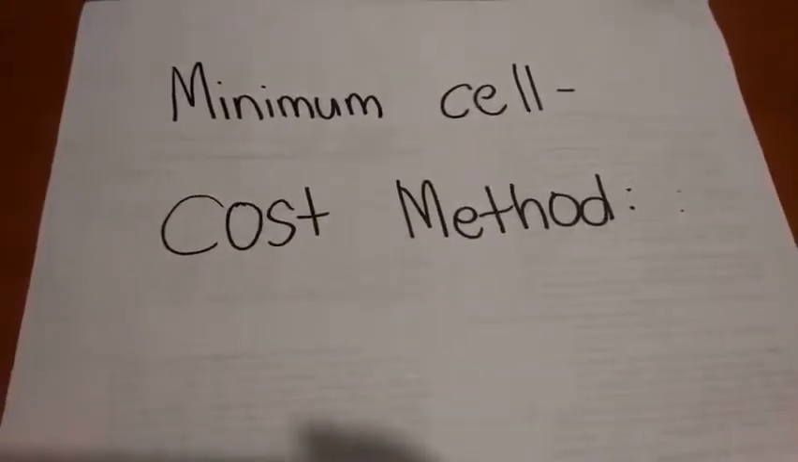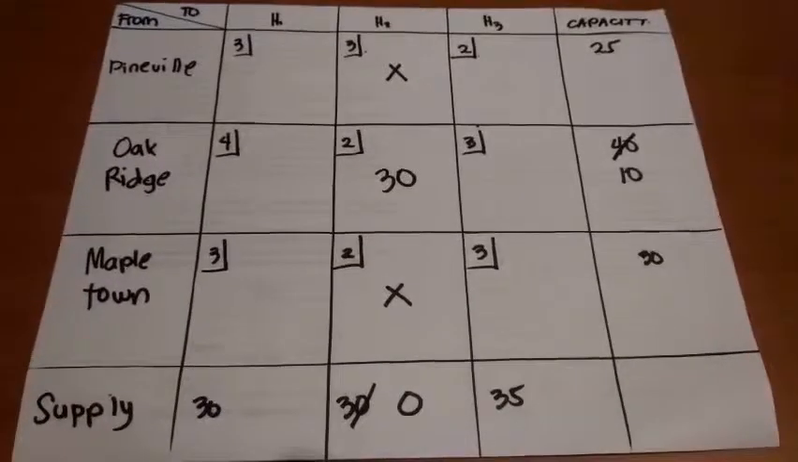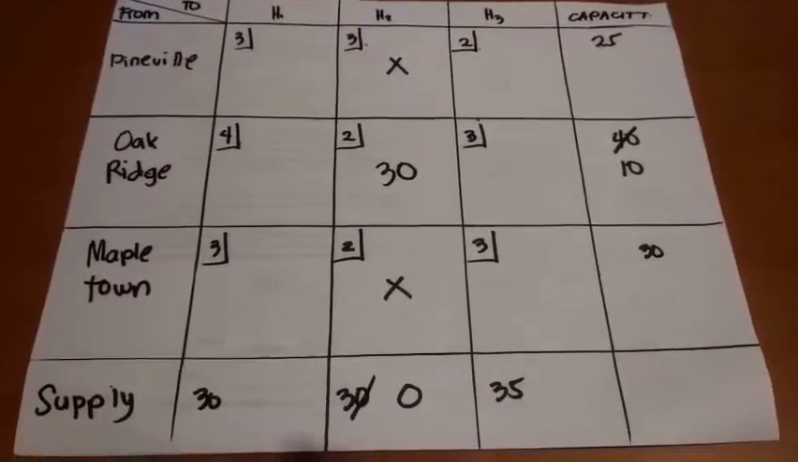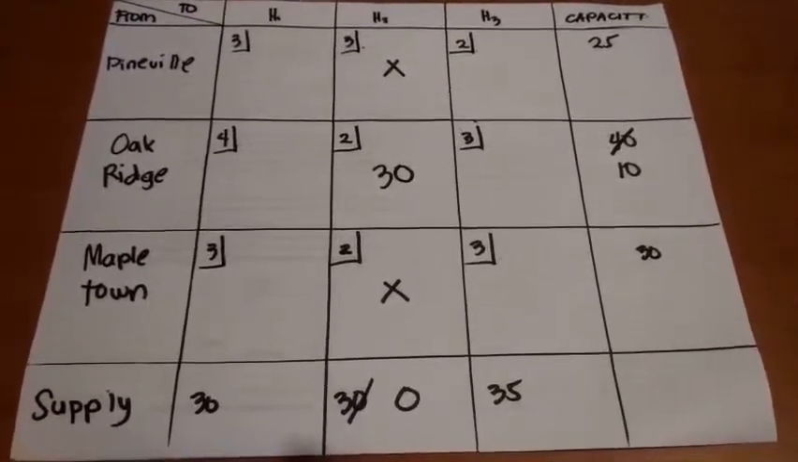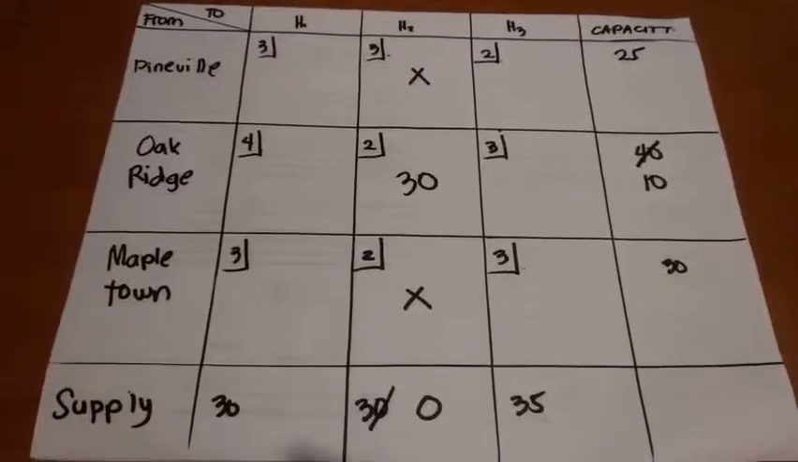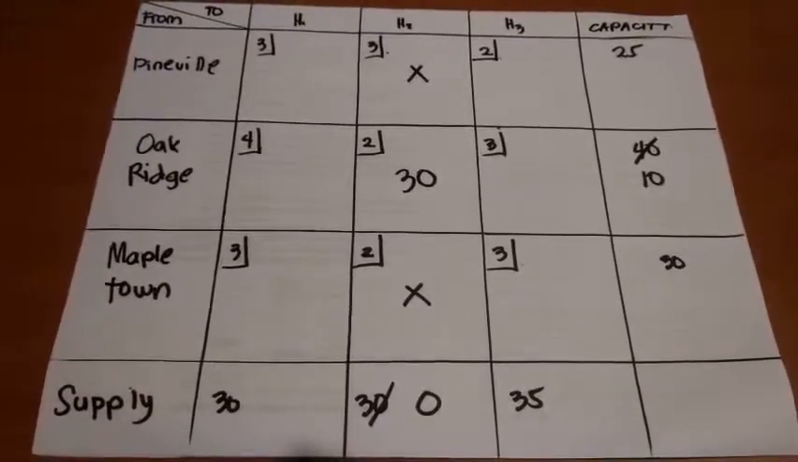Next is minimum cell cost method. Find the cell that has the least cost. The least cost is 2. Then choose which cell to start.